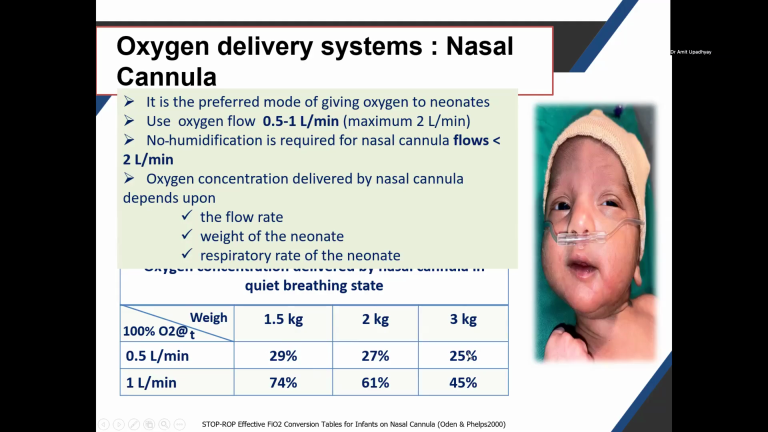And for a 3 kg baby, half a liter will give 25 and 1 liter will give double, about 50. So you double the flow and double the FiO2 roughly. This is what can be remembered. Well, if you have to answer an MCQ, then you have to be exact, and for weight, these are the numbers which are there. But for clinical practice, half a liter is about 25 to 30%, and 1 liter gives about 45 to 70%, depending on the weight.